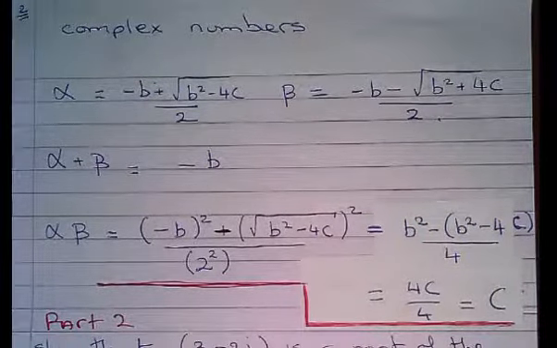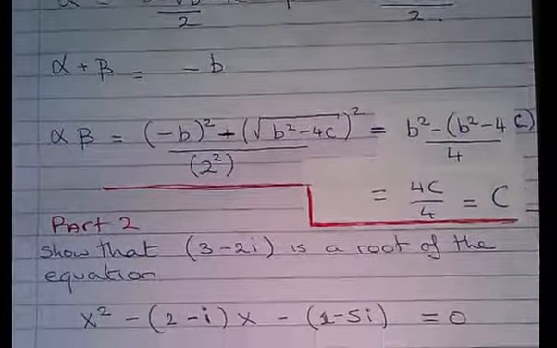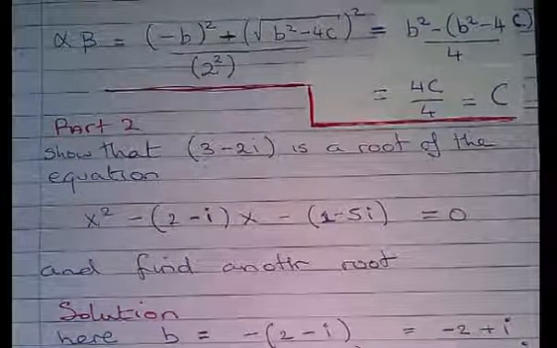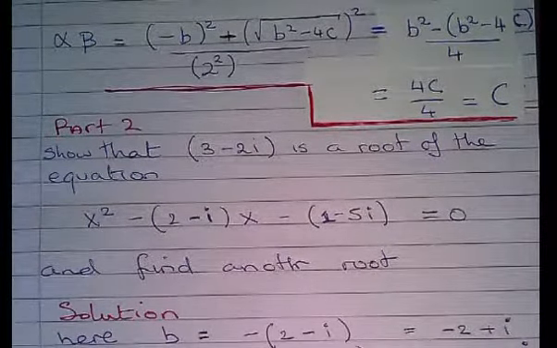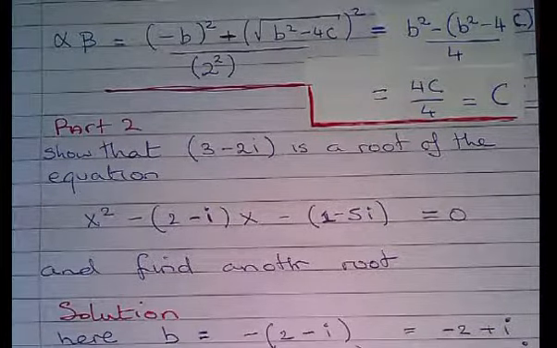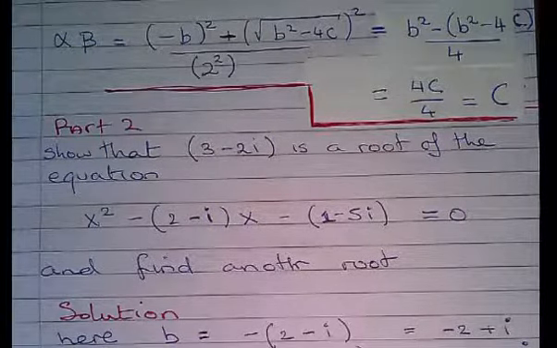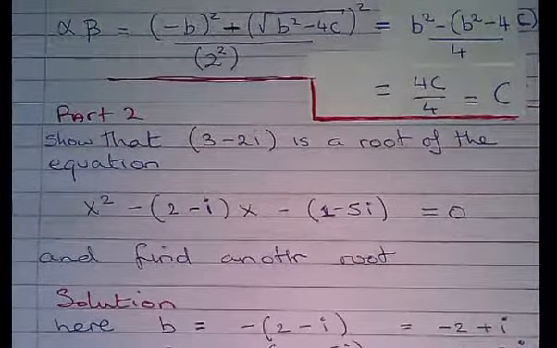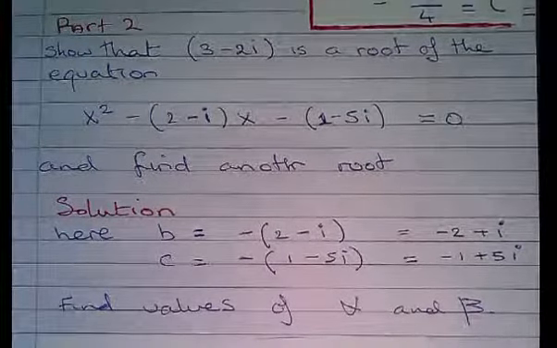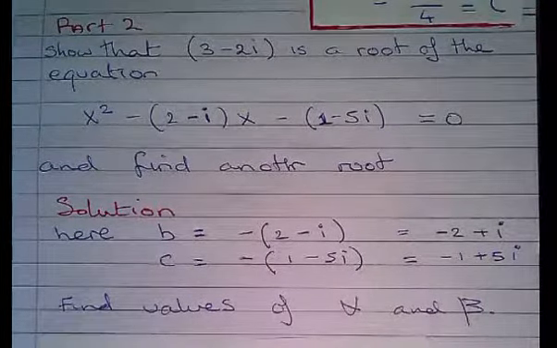Okay. So part 2 is show that the expression 3 minus 2i is a root of this formula here. So x squared minus (2 minus i) times x minus (1 minus 5i), equal to 0. And essentially what we have to do is find the other root. So essentially what we're going to do here is use that question. Okay. What I'm going to do is use the first part of this question to solve the second part. I'm going to do it in one fell swoop.